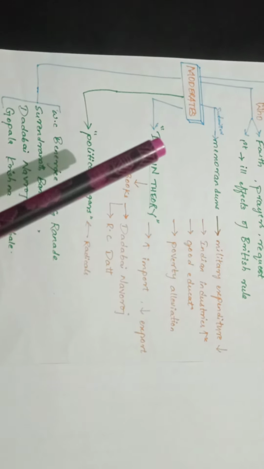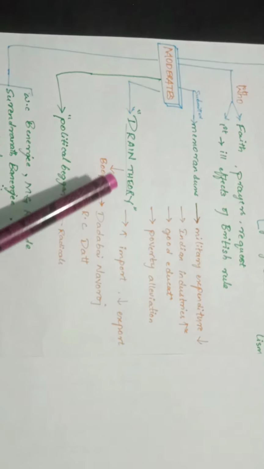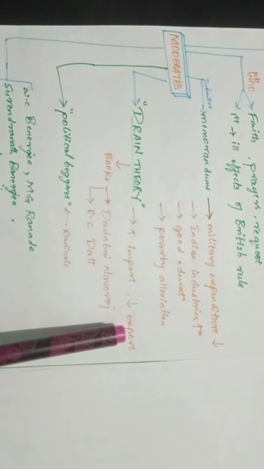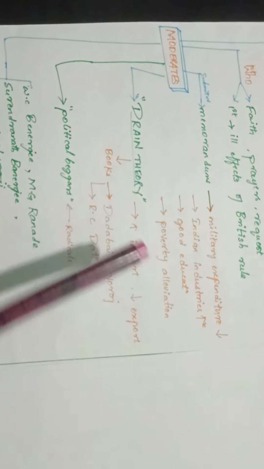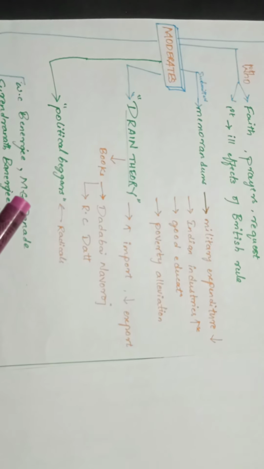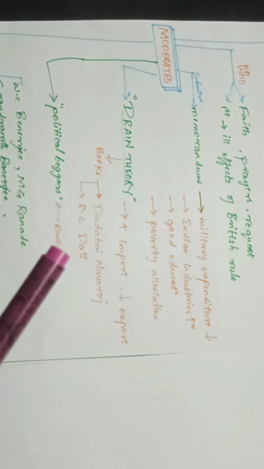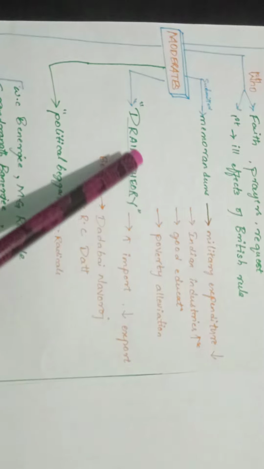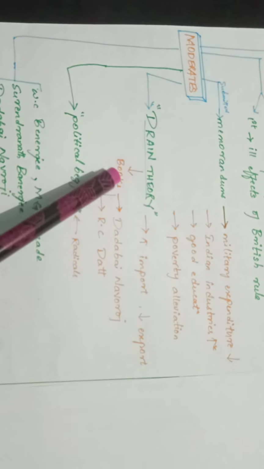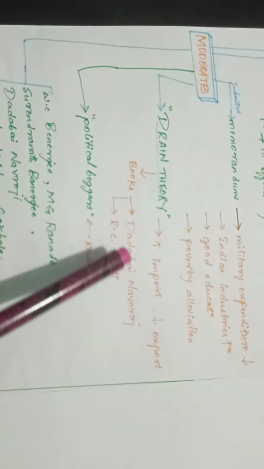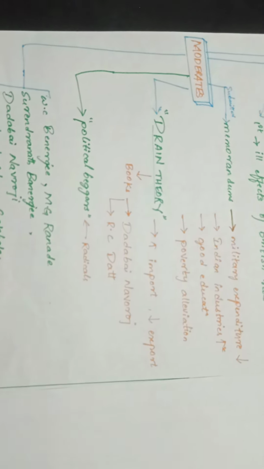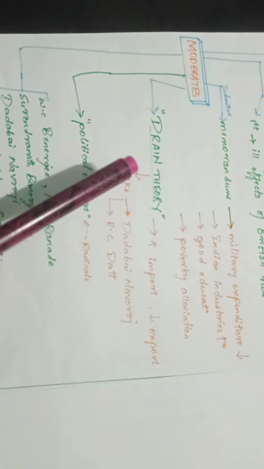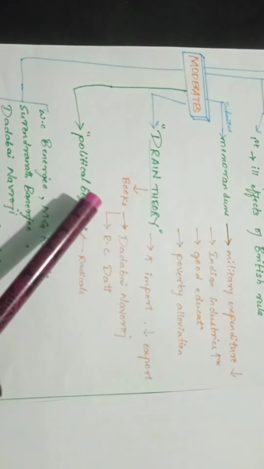Another thing about moderates is that they proposed the drain theory. What is this drain theory? They saw increased imports and decreased exports. A lot of things were brought from England to India, and very few things were exported. To explain this drain theory, books were written, and two names are mentioned in NCERT: Dadabhai Naoroji and R.C. Dutt. They wrote books to explain this theory, how Indian resources were being drained from India.